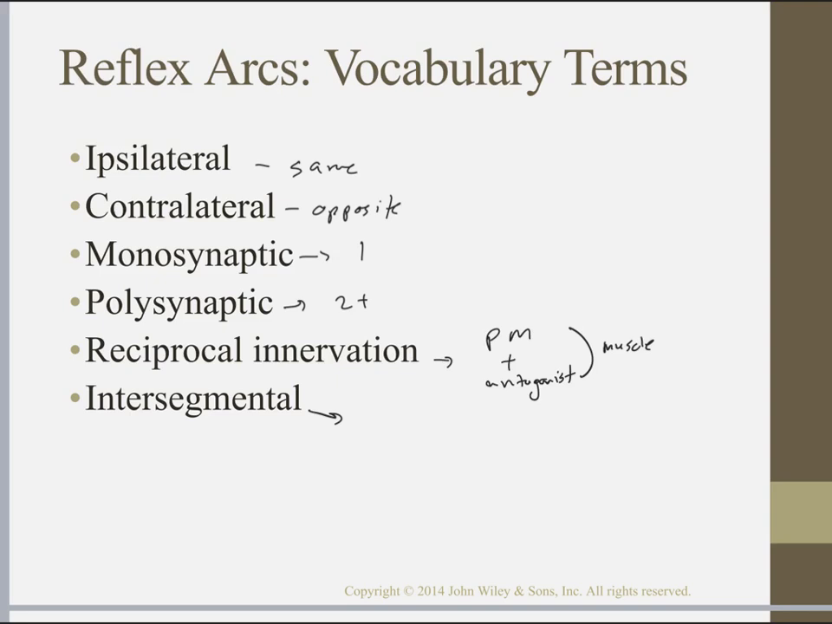Next is intersegmental. This is a simple definition where we get input sensory and the motor output nerves are going to be connected by tracts running within the spinal cord that can either move up or down the different segments of the spinal cord. So intersegmental means that we can travel up or down the spinal cord through different segments. So we're accessing different segments.